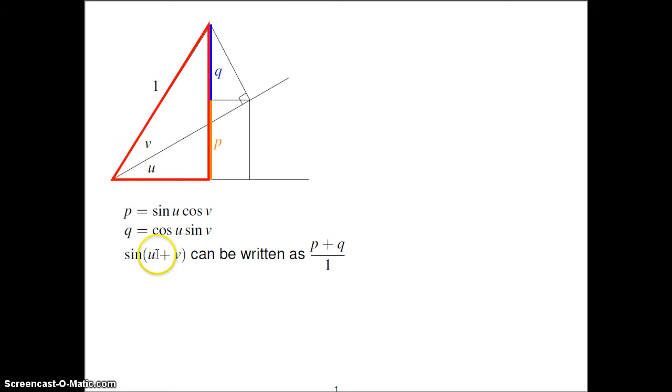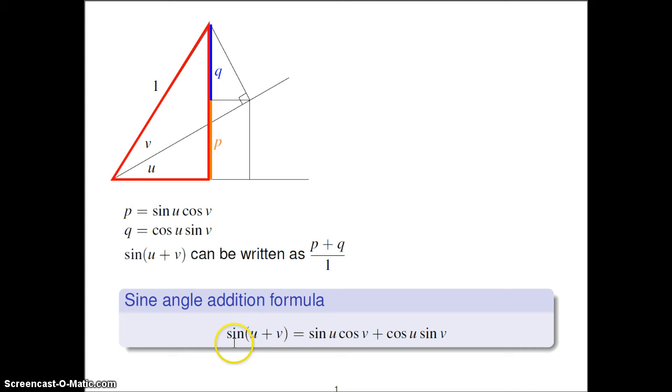So you can set up sine of u plus v, and this is the opposite side, which is P plus Q, divided by the hypotenuse side. That's 1. This is the first time we're using this 1 actually. But we know what P and Q are, so you don't even have to write the divide by 1. Sine of u plus v is P, or sine of u times cosine of v, plus Q, which was cosine of u times sine of v. And so there's the sine angle addition formula. Sine of u plus v, that's this. Then replace the P with sine u cosine v right there, and copy the plus sign that's right here. And then Q, replace right over here, and you have cosine of u times sine of v.